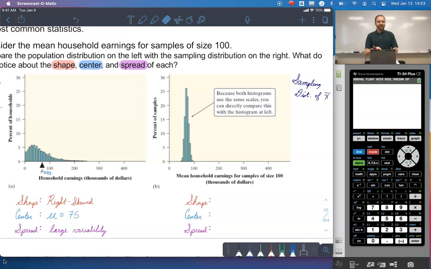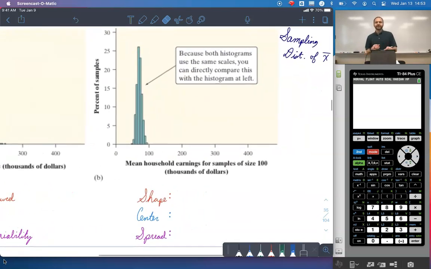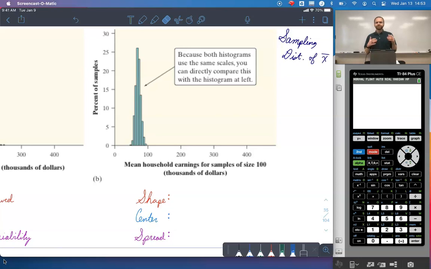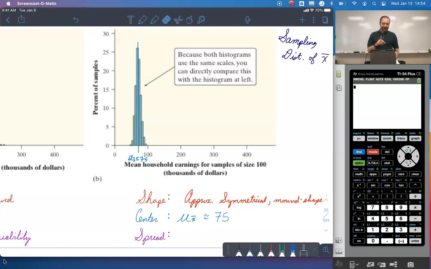And so what's the shape of this one? And this is interesting. The sampling distribution of x bars, if we look at it, it looks approximately symmetrical. It's mountain-shaped. Even. Now if I look at the center, and if I were to trace down the center of it, it is close to the same one. It is approximately 75, but notice the label there. Mu of x bar is approximately 75. I didn't say mu, because it's not the mean of the population. It is the mean of the sample means. It's the mean of the sampling distribution of x bar, so mu of x bar is approximately 75.